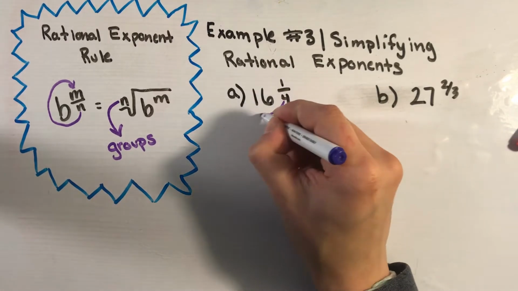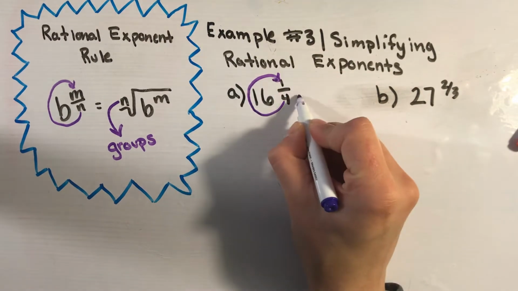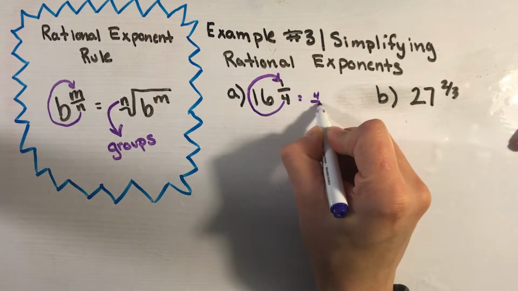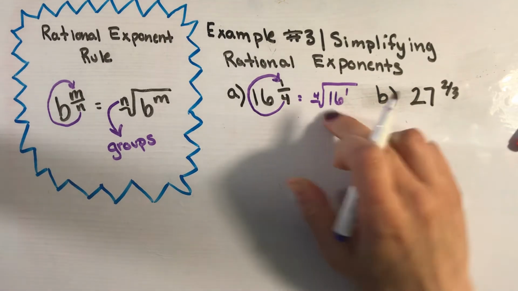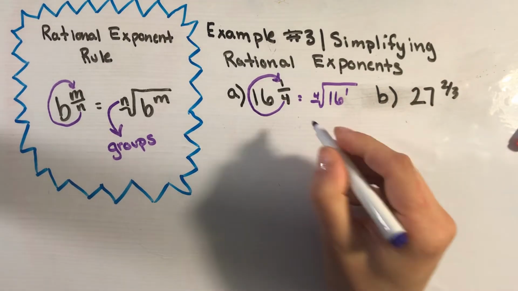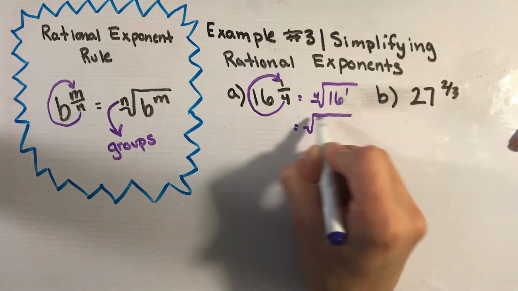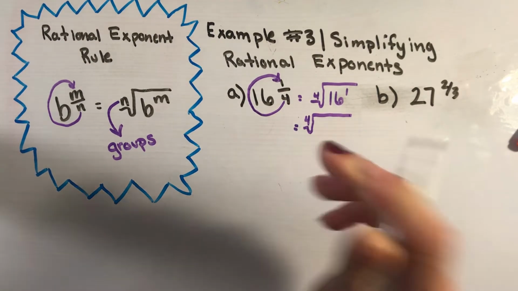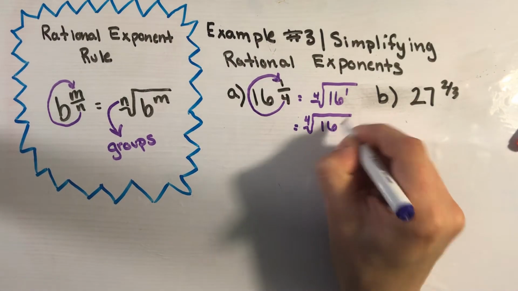I'm going to do my reverse rule here. I'm going to rewrite it as the 4th root of 16 to the first power. Well, I know 16 to the first power is just 16. Typically, we'd be looking for groups of 2, but because there's a 4 in my index, I'm looking for groups of 4.